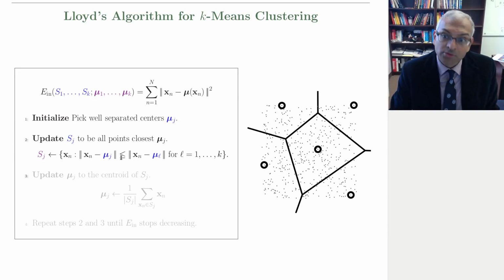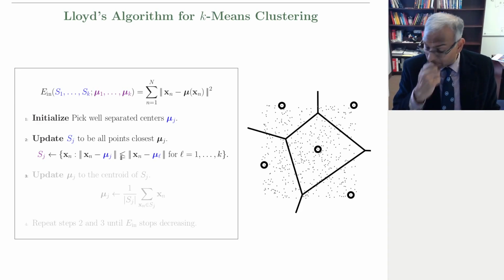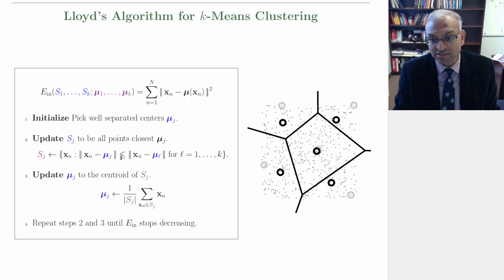Now you update the centers of those clusters to the mean data point within each cluster, and you can see this update, and you can keep doing this update over and over again, but it converges very quickly.